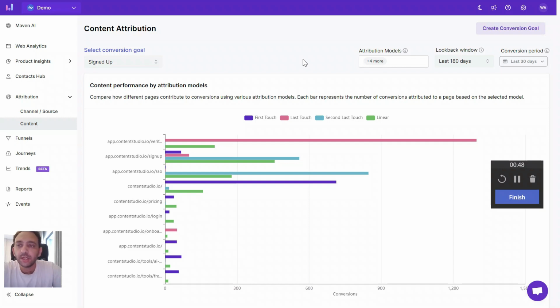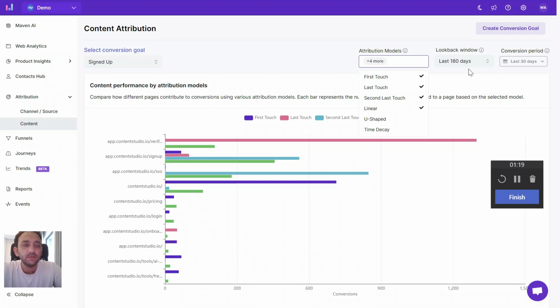Similar to channel and source attribution, first of all, you will have to select a conversion goal that you've already created. We are looking at the signed up people here. It can be thank you page conversions, it can be purchases, anything that you want to measure for. And we have different attribution models here. I have selected 4 different attribution models that I am interested in right now. The look back window is 180 days here.